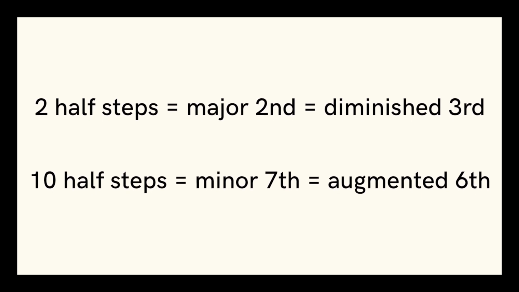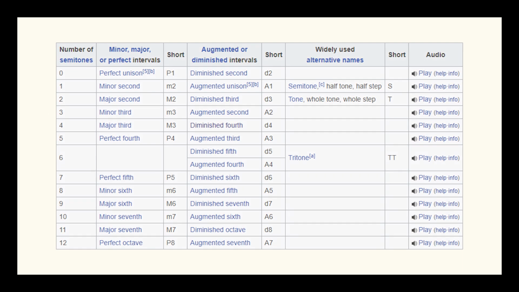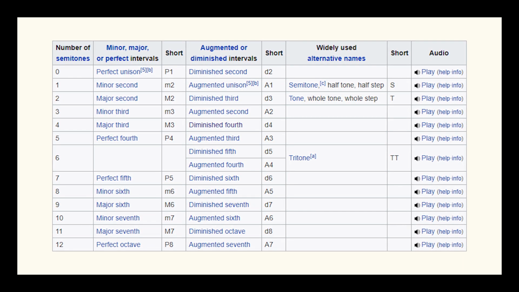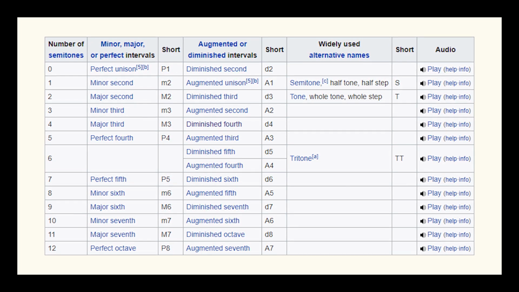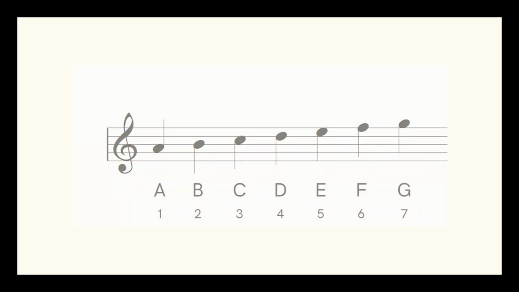Our friends over at Wikipedia have created a lovely table that shows the intervals named as either major, minor, perfect, or as augmented or diminished. And so you may ask, Jackson, how do I know the proper terminology? This is an important point, and one that I see folks get wrong all the time.